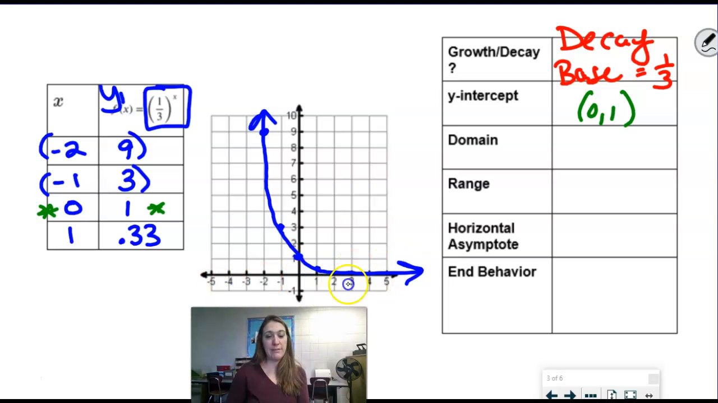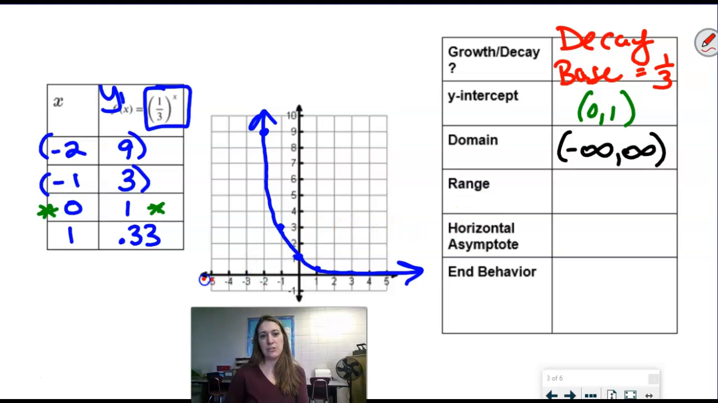Domain, once again, goes forever. It goes forever to the left and forever to the right. So I know usually this is the point in the class where a kid would ask, hey, is domain always going to be that? For these functions, yes. Domain will always be negative infinity to positive infinity for an exponential growth and decay function.